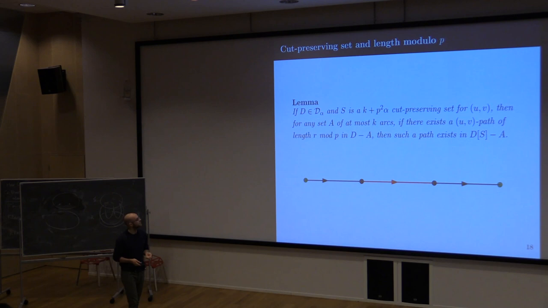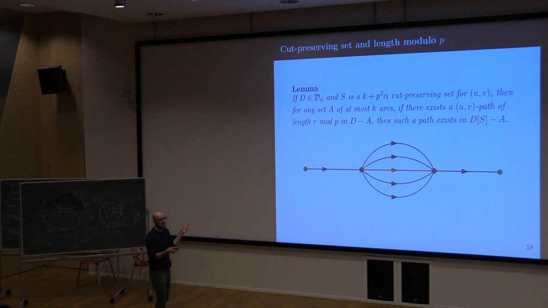So you take your path, and then you apply this decomposition between red and black. And you know that for red, it means that the black belong to S, so you're happy with them. And the red, you know you can replace them with k plus p squared alpha, right? And now when you look at what is the intersection of A with all these paths, since A is of size k, you know that there are at least p squared alpha paths available for you to replace. And inside this one, you apply the previous lemma, and you know that you can find one of every length.